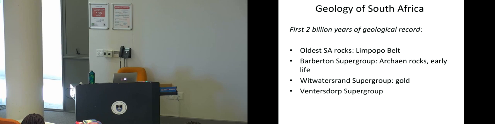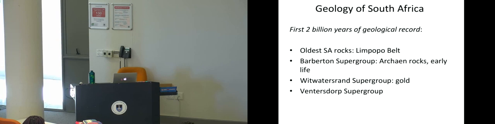So we're going to start off looking at the oldest rocks in South Africa, which are found in the Limpopo belt. Then we're going to go to the Barberton supergroup, which is around the town of Barberton, and have quite a look at these Archean rocks, where we have this incredible, it's called a greenstone belt, and we're going to use Barberton as an example to understand these ancient greenstone belts. Then we're going to look at a craton. I spoke about cratons on Tuesday, these ancient fragments of crust.